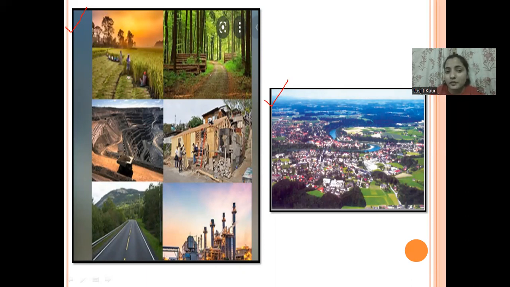Now if I tell you, here I can see the land is being used for agriculture, here it is used for forest, here mining is being done, and then there is construction of houses, and it is used for constructing roads and establishing industries. And talking about this particular image, here we can see a number of houses. It is being used for agriculture, and rivers are also there. So we can see that one particular land is being used for different purposes.